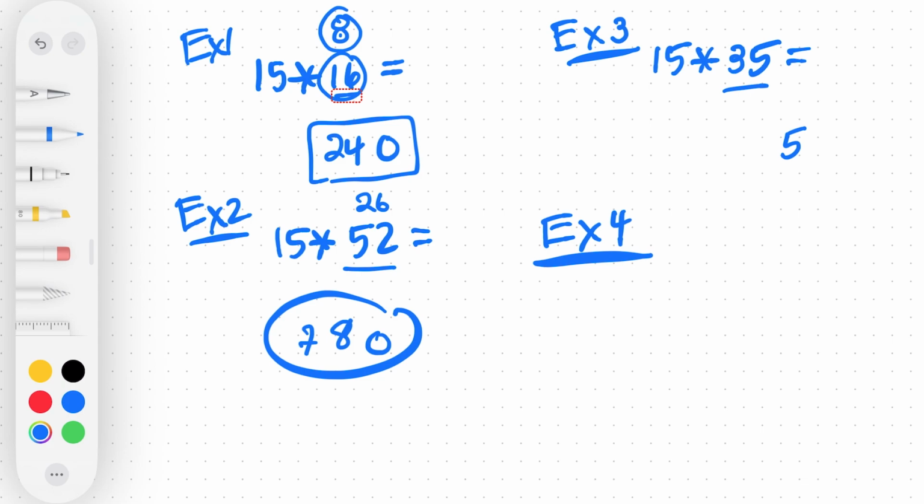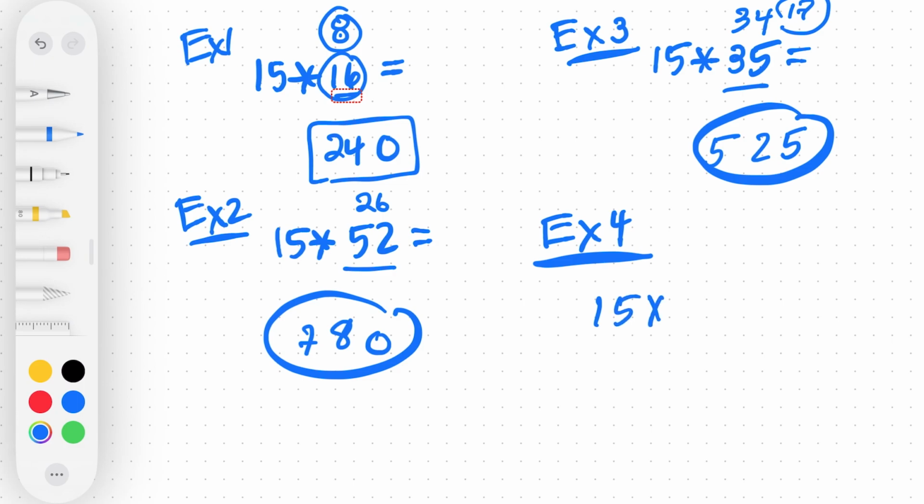Okay. This one over here, since it's odd, we're going to write a 5 down instead of the 0 and then do a 34. So half of 34 is 17. We need to add 17 to 35. So 7 plus 5 is 12. So write a 2 and then carry the 1. 1 plus 1 plus 3 is 5. So 525.